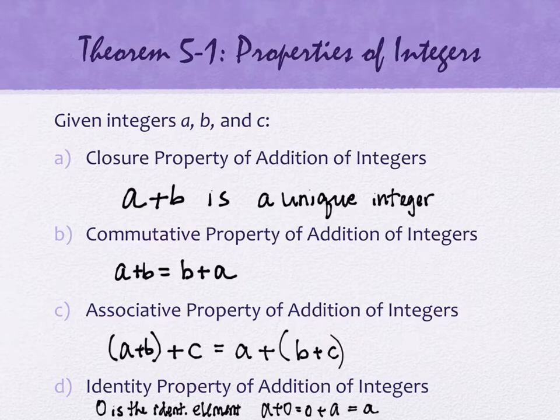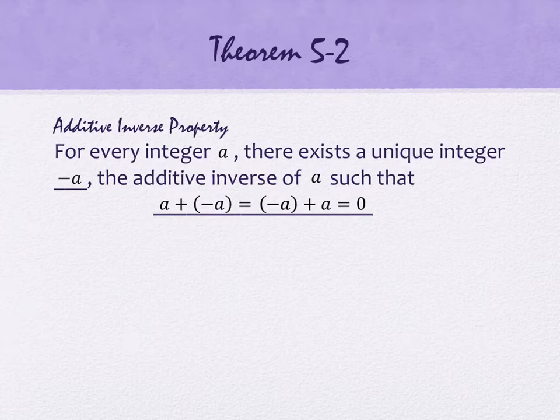The next two theorems are actually slightly different. They talk about what happens because we now have negatives specifically. So we have the additive inverse property. We haven't had that before. The additive inverse property says that for every integer a, there exists a unique integer, the opposite of a, or negative a, such that a plus negative a, or negative a plus a, is equal to 0. Right? There's a polar opposite.